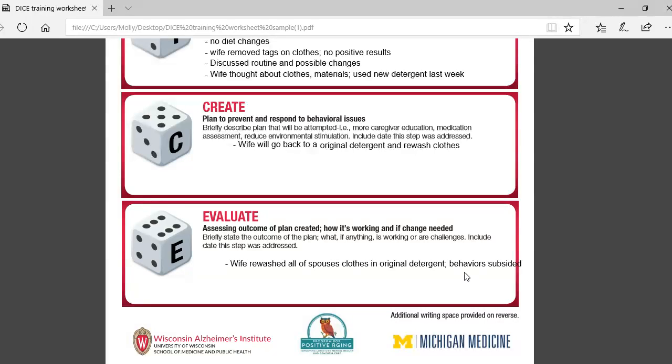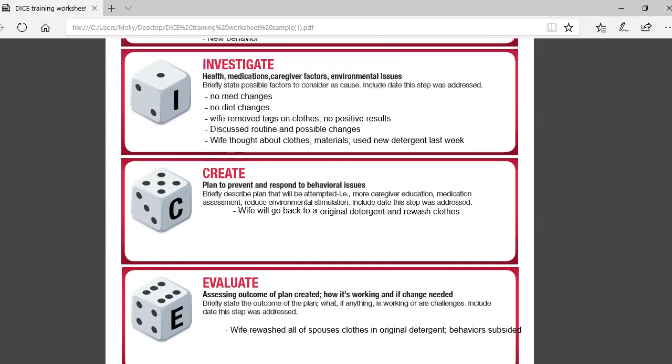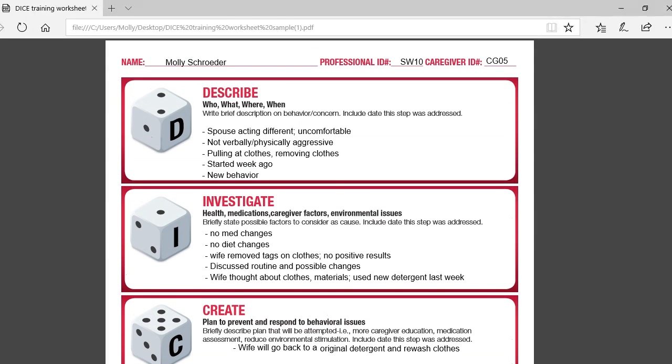So again, that's a brief, simple example, and one where we would like you to use simple situations when you first start implementing DICE. So again, you will use this form for each caregiver that you are working with, and for each of these forms, please submit a copy to us and you will keep the original.